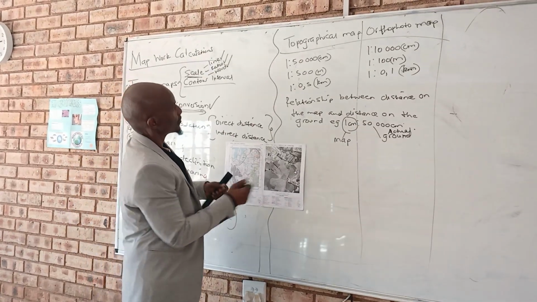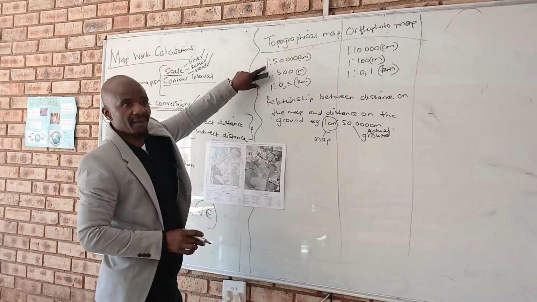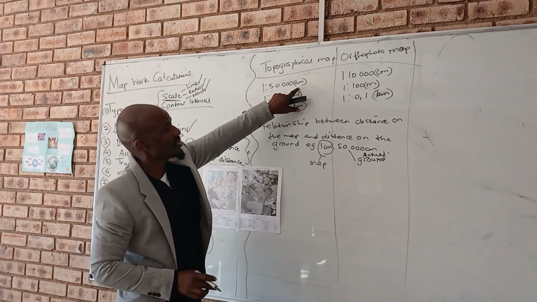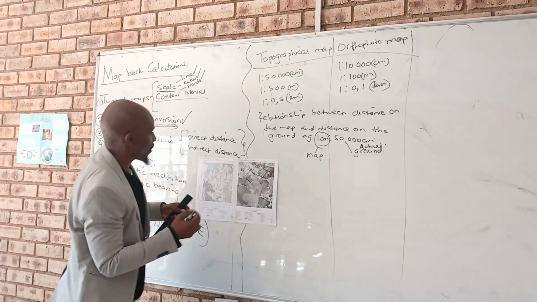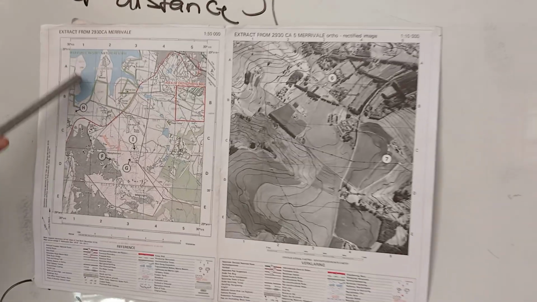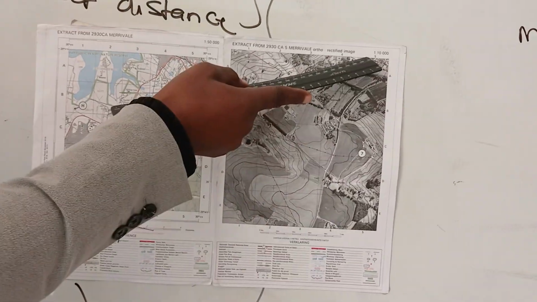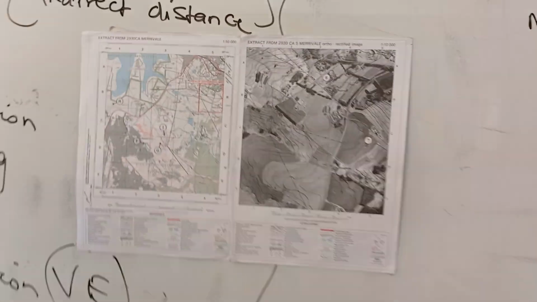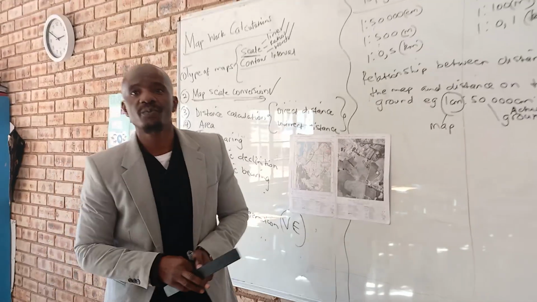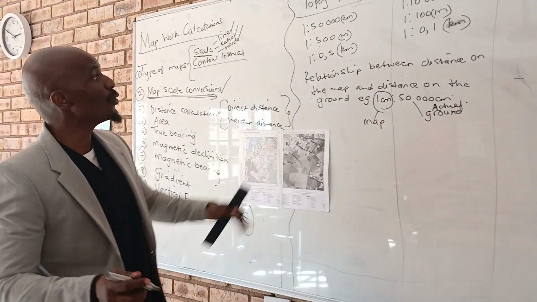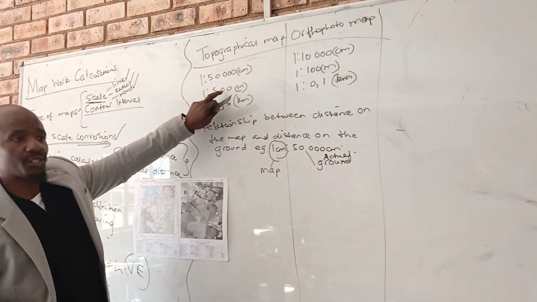Like for instance, I've already shown you what a topographical map looks like. 1 centimeter on the map represents 50,000 centimeters on the actual ground, which is what we are seeing on this map. You can see this is a topographical map. Same applies with your orthophoto: 1 centimeter on the map represents 10,000 centimeters on the actual ground. So how do you convert your maps now? We want to make sure that when we are calculating distance, area, or whatever calculations that we are doing, we know the units and the numbers to use.